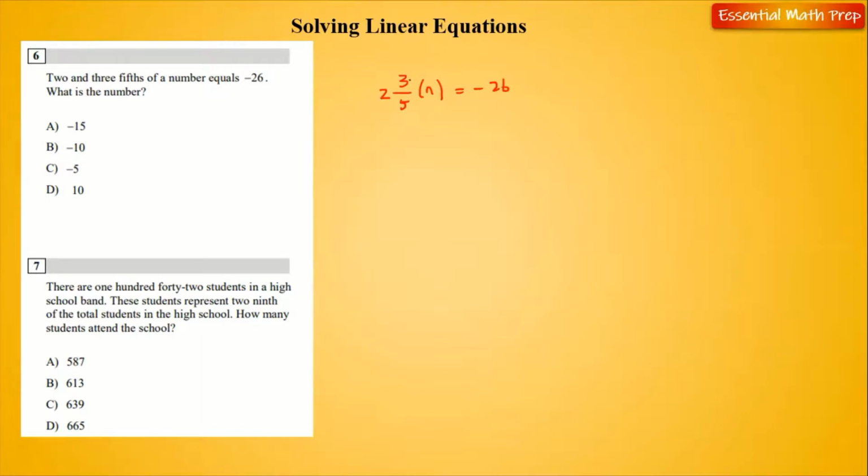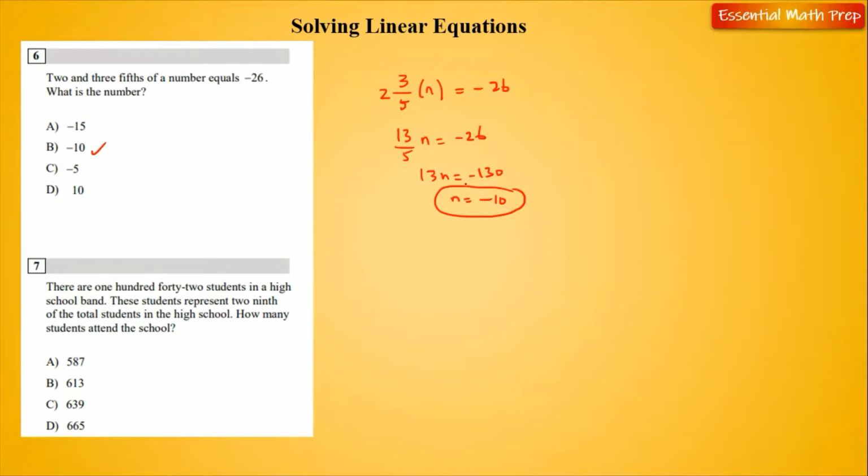So it's 5 times 2 plus 3, that's 13 over 5. n equals -26, right? So 26 times 5 is 130. So 13n equals -130. So n equals 130 divided by 13, which is 10, so it's -10. That's the answer.